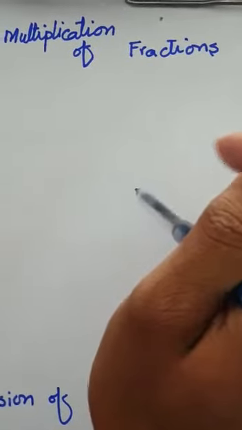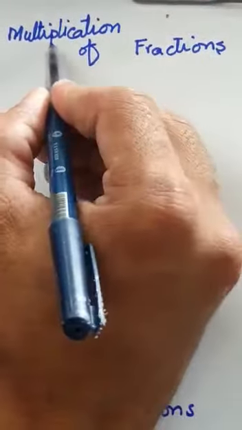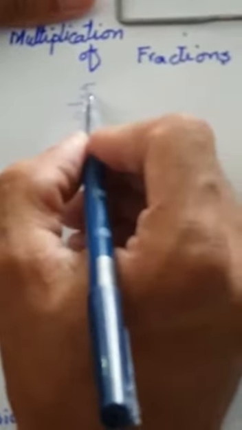In our today's lecture, we will discuss multiplication of fractions and division of fractions. In our previous lecture, we have seen if a term is written in the form of 5/9, then it is termed as a fraction, and this 5 is known as the numerator of the fraction and 9 is known as the denominator of the fraction.